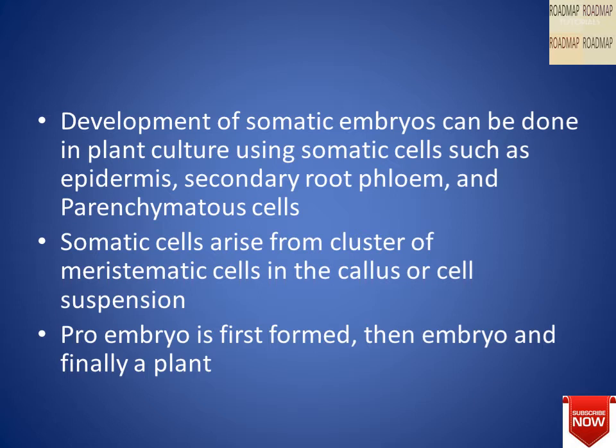So somatic embryos arise from the single cells which are located within the cluster of meristematic cells in the callus or the cell suspension. So first what happens, the pro-embryo is formed first, then it develops into the embryo, and then finally a plant is formed. So how somatic embryogenesis happens is that the somatic embryo is formed from the somatic tissues or organs. Then first the pro-embryo will be formed, then the formation of the embryo will take place, and finally it will form the plant.